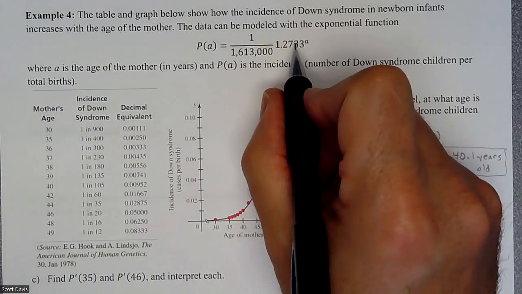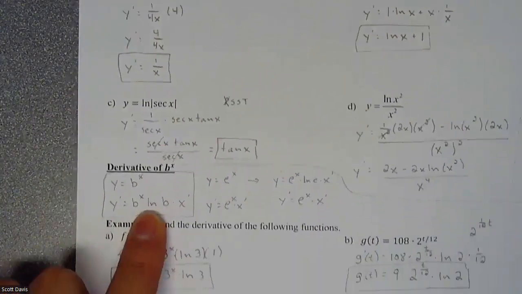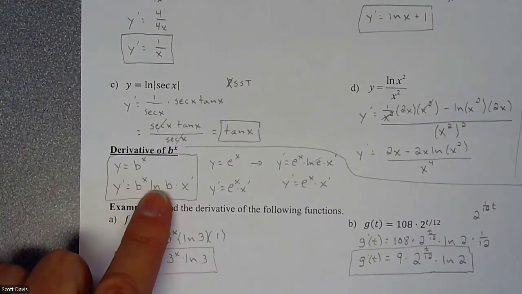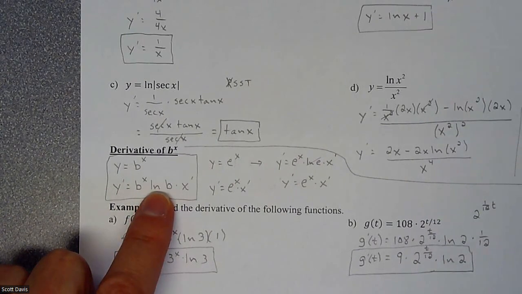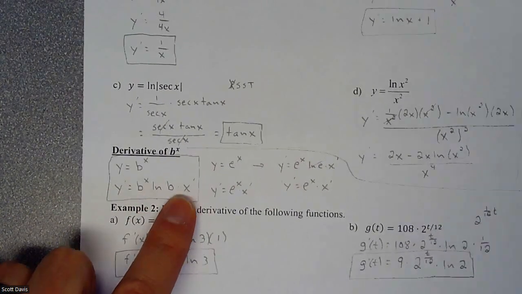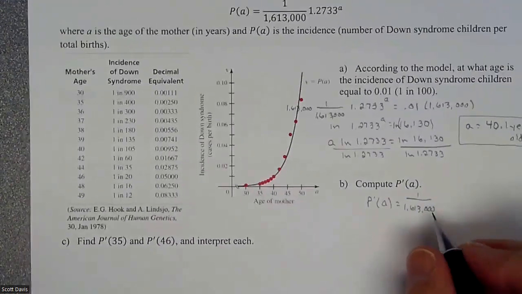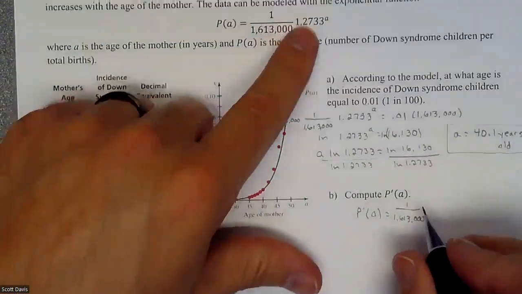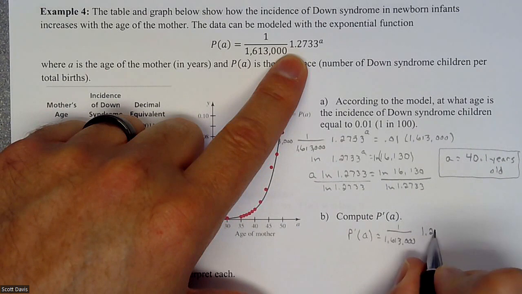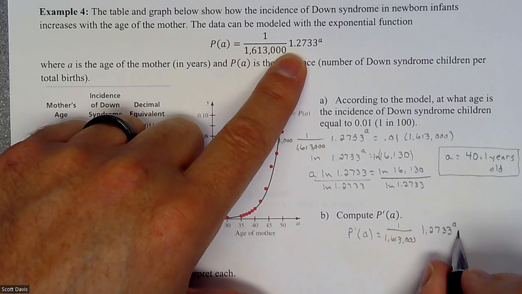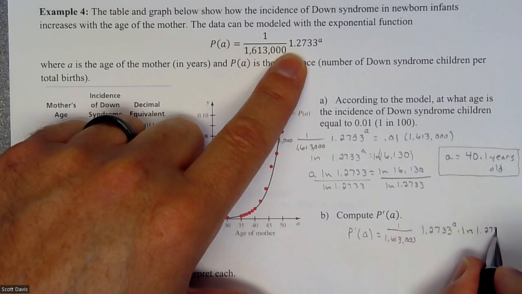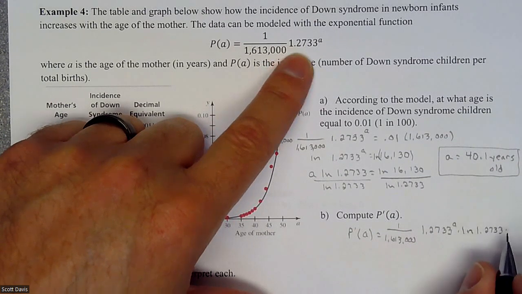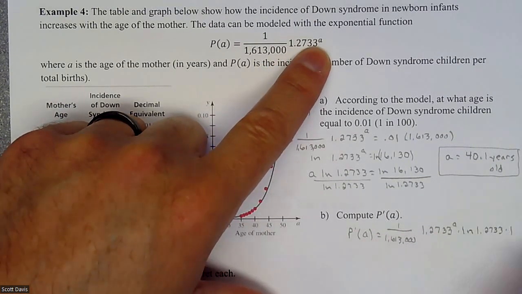And then I'm going to multiply. So the derivative of an exponential is, just to kind of refresh, it's itself times the natural log of the base times the derivative of the exponent. So we have itself, which is 1.2733 to the A, times the natural log of the base, 1.2733, times the derivative of the exponent, which is 1.